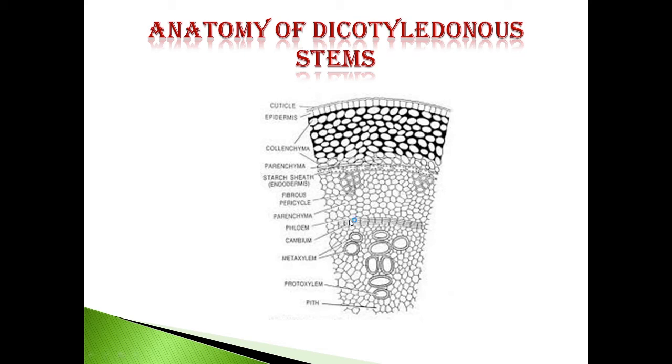The xylem and phloem are separated by a cambium layer which is composed of meristematic cells. The vascular bundles are said to be collateral and open type because of the cambium layer.